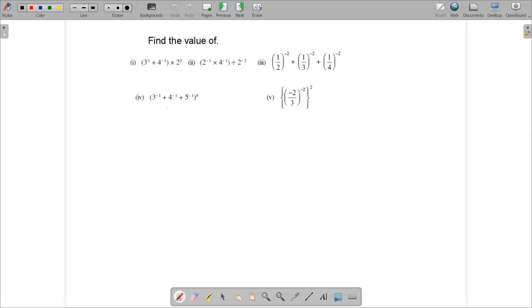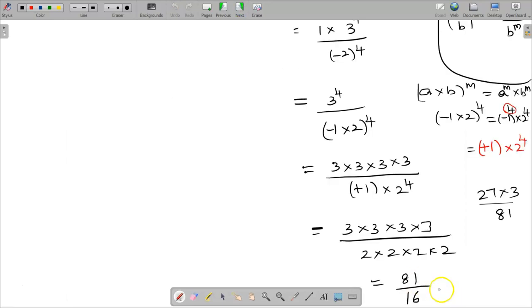So coming to the fifth problem. So 81 by 16 is the final answer for the fifth subdivision.